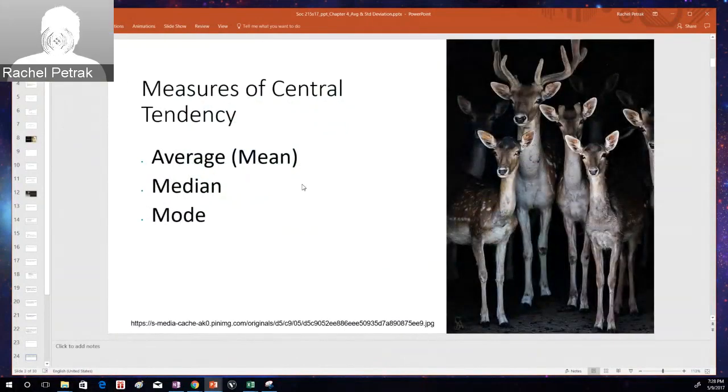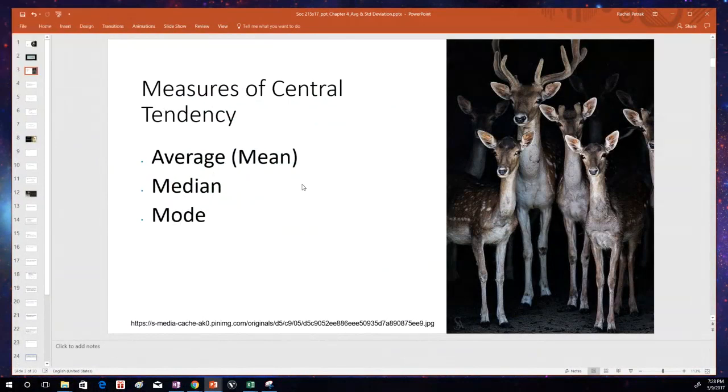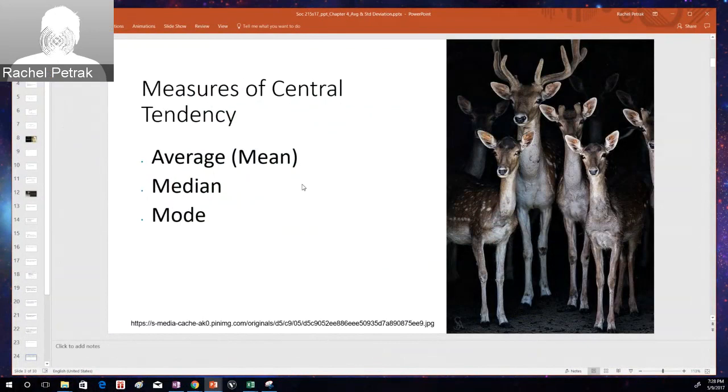Our first topic for today's lecture over the material is measures of central tendency. This is the average or mean, median, and mode. And I've just grouped these. I'm adding in some additional ways of framing and thinking about these.